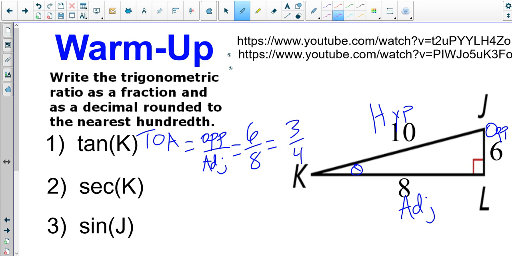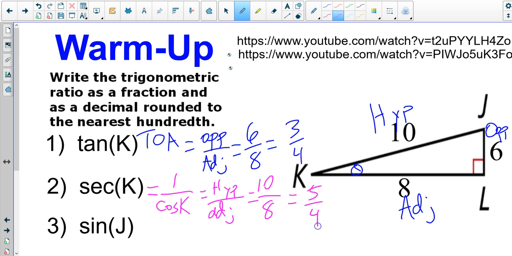For number 2, it says the secant of angle K. So I'm able to keep that theta there at angle K. Remember, secant is 1 over the cosine of angle K. So that is the hypotenuse over the adjacent. So the hypotenuse is 10. The adjacent is 8. 10 over 8 simplifies to be 5/4.